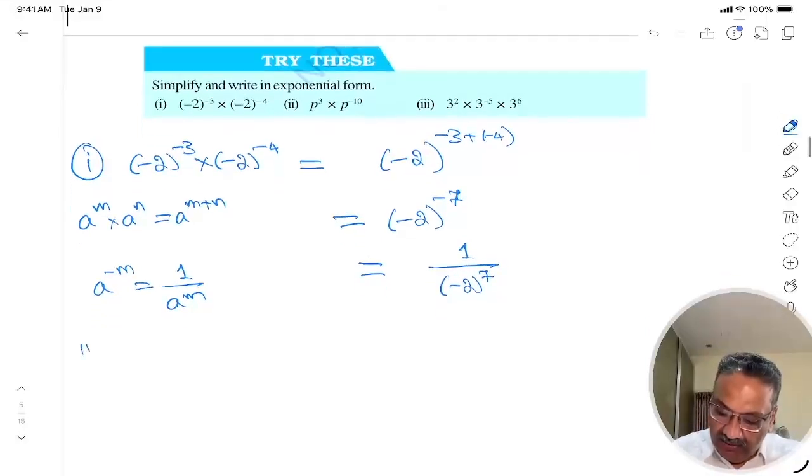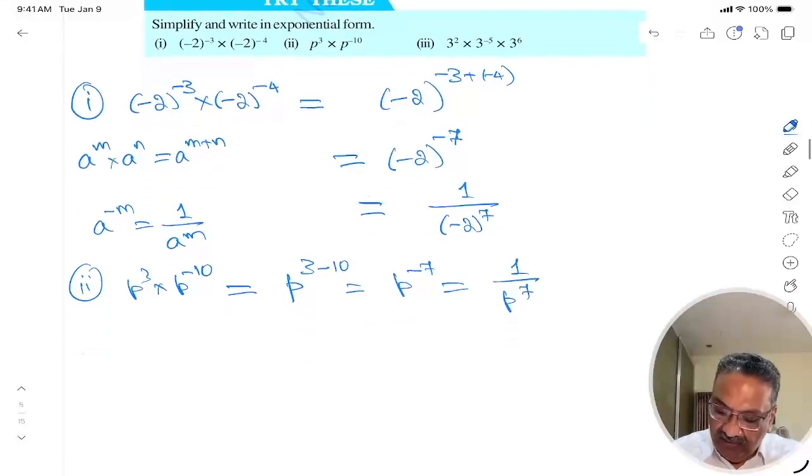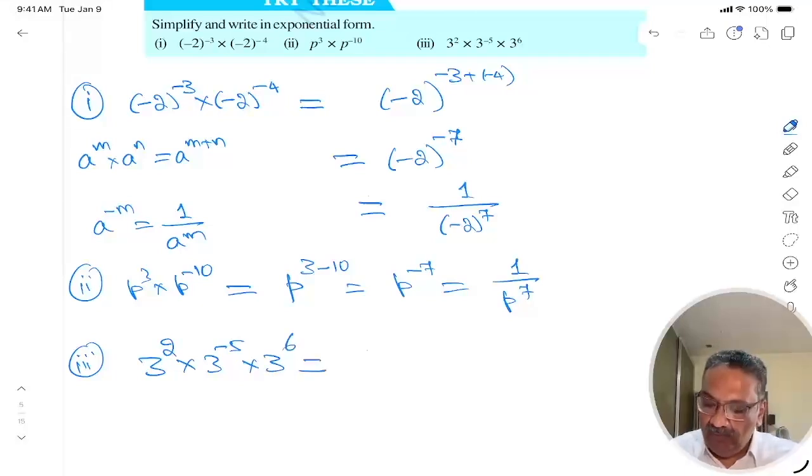Okay, next question. p cube into p to the power of minus 10 is equal to p to the power of 3 plus minus 10, is equal to p to the power of minus 7, is equal to 1 by p to the power of 7. Next one, similarly 3 square into 3 to the power of minus 5 into 3 to the power of 6 is equal to 3 to the power of 2 minus 5 plus 6, is equal to 6 minus 5 is 1, 1 plus 2 is 3, 3 to the power of 3.